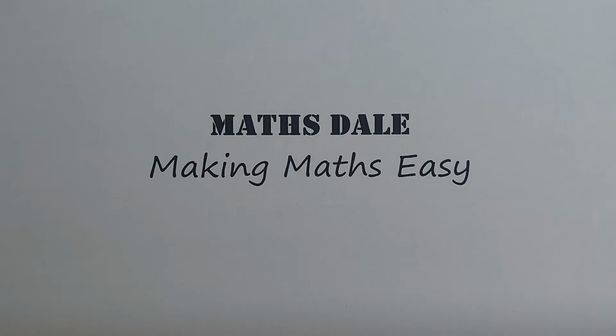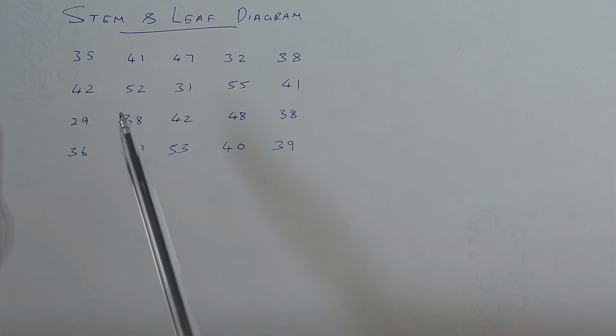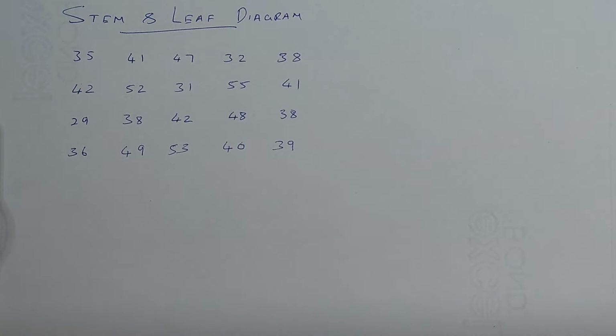Today we are working on stem and leaf diagrams. It's a GCSE topic, somewhere around grade 2 or 3. You'll have questions like that. They'll give you a bunch of numbers and ask you to put them in a stem and leaf diagram. Sometimes they come with find the median as well.